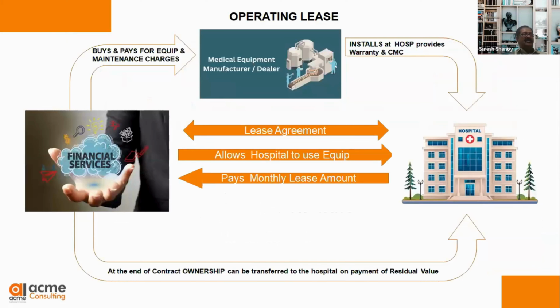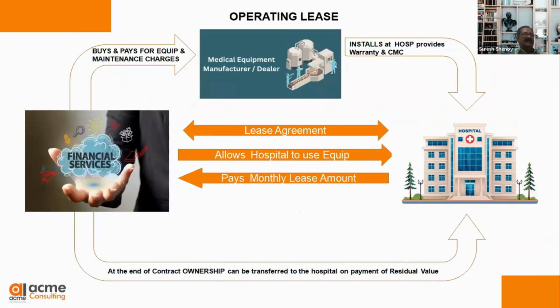Another way of doing this is operating lease. So when you are talking about lease, there are 2-3 types of leasing. One is finance lease, or otherwise it is also called capital lease. It is almost similar to a bank loan or something like that. But operating lease differs from the finance lease, and it will be much more beneficial for the hospital.